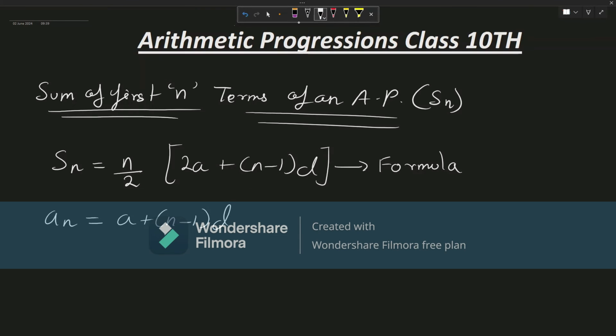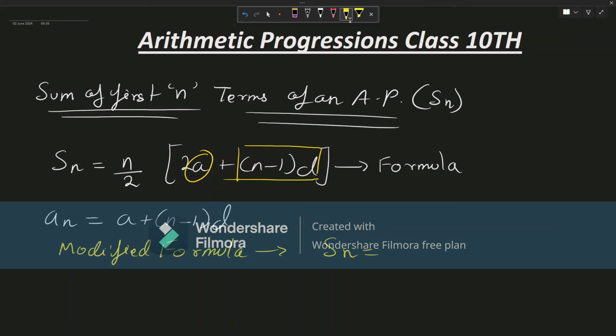Now here, as you can see, here we have a and here we have n minus 1 d. So if we just take out 2, I will write here the modified formula. It can be written as Sn is equal to n by 2, this remains the same, a plus an, right? As you know, the formula of an is this one, right?